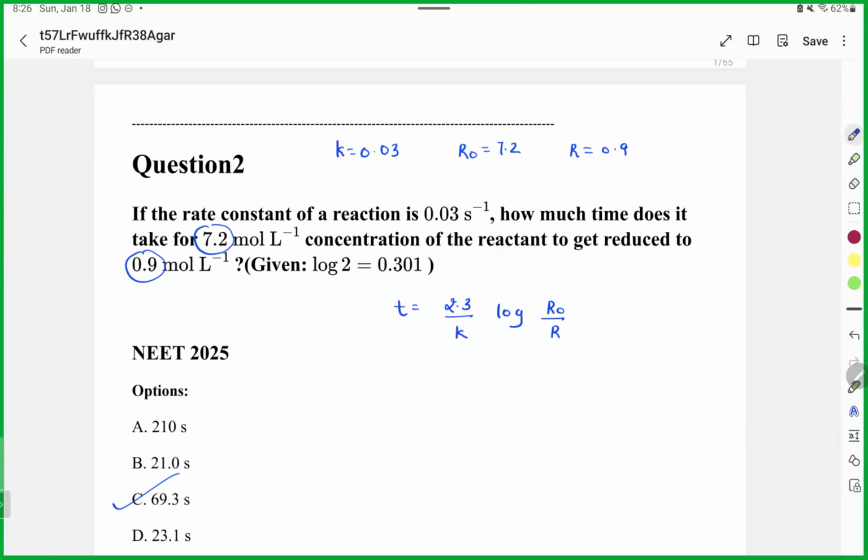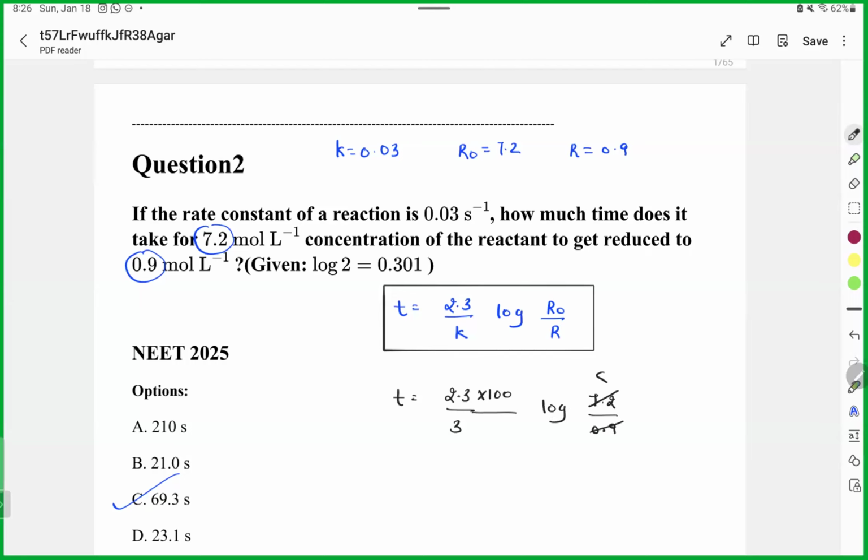Any doubt in this, Sarah? No, sir. So time is 2.3 divided by 0.03. Can I write this as this? Yes, sir. Log R naught value is 7.2 and R value is 0.9. Correct? If you eliminate, it will be 8. So 100 divided by 3.